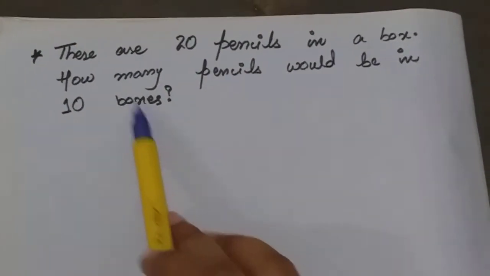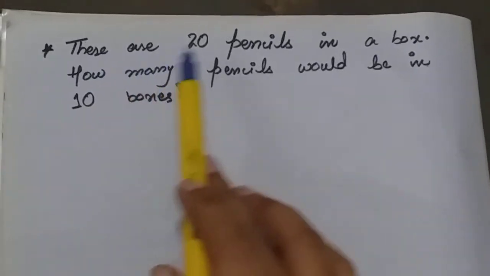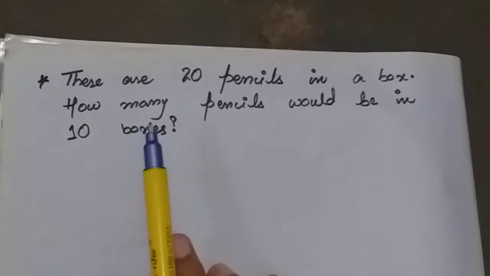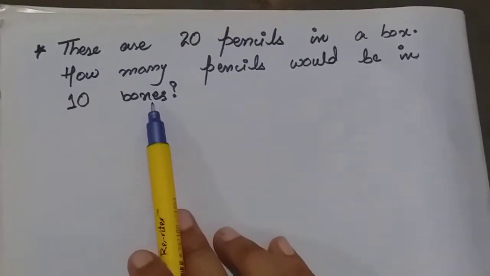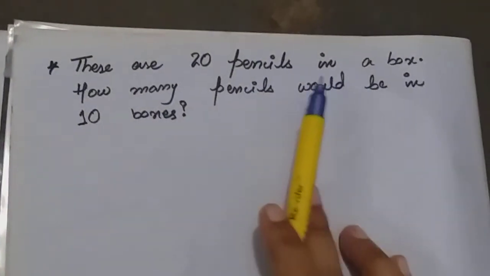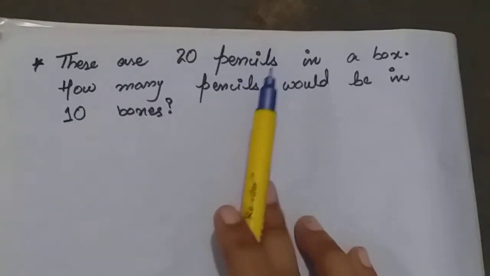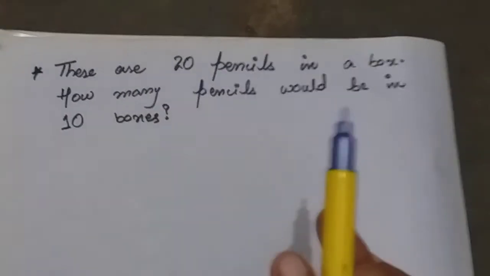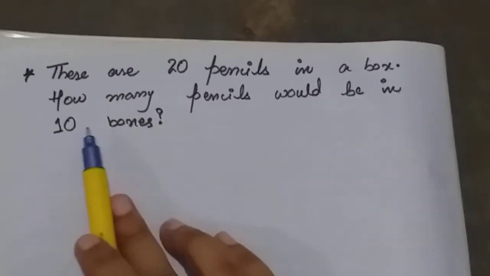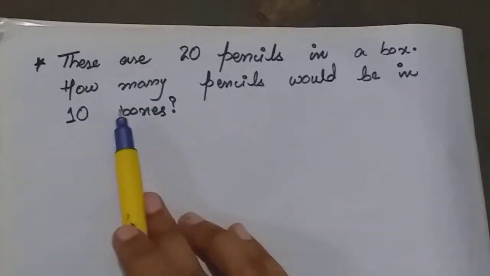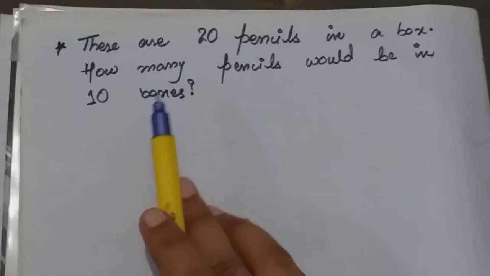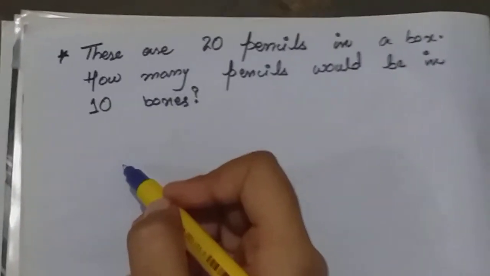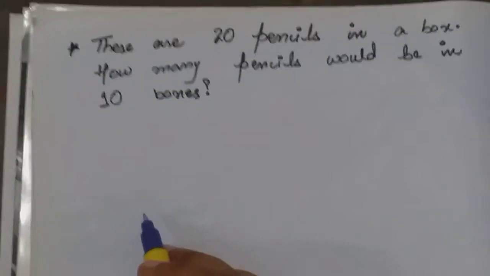In this example we are given: there are 20 pencils in a box. How many pencils would be in 10 boxes? In this example you have been given some information, that is we have a box in which we have 20 pencils. Now we have to find out if a box has 20 pencils, how many pencils would be in the 10 boxes. So students, in this example we can find a solution by two methods.